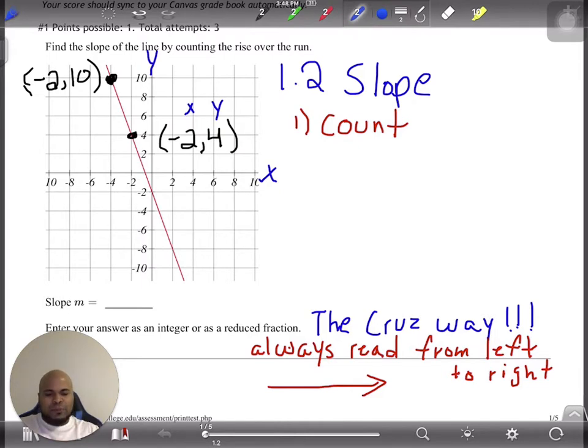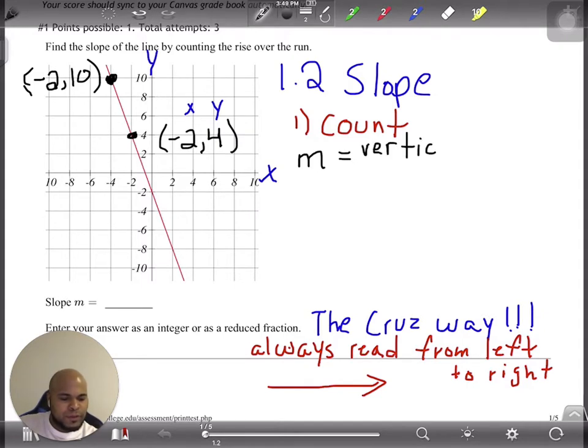So if we have 2 points, how do I calculate the slope? Well, the first way to calculate slope is by counting. So let's talk about the slope before we actually count it. The slope is usually represented by the variable m. And the m represents the vertical change over, and I'm going to use this triangle to represent the word change, the horizontal change.